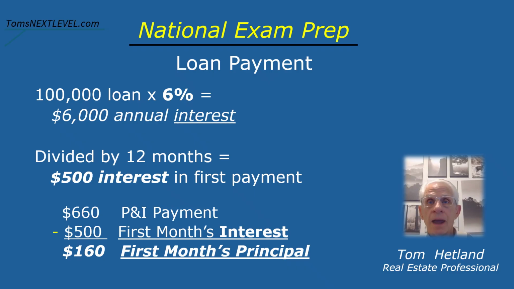So we're going to divide the annual interest by 12, and you will come up with $500 interest in that first monthly payment. So of the total payment, $500 is applied towards interest on the loan. Well, we said the whole payment was $660. We subtract the $500 from the first payment, that is the interest amount, and you come up with $160 balance that will be applied to pay down the principal of the loan. So that's how you're separating interest and principal in that first P&I payment.